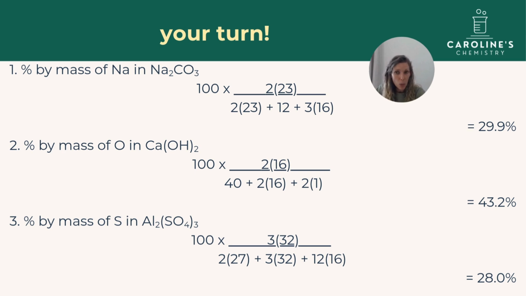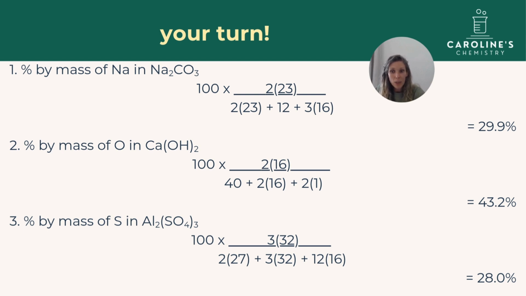For the second one, the mass of oxygen in calcium hydroxide, the 2 outside of the brackets multiplies the O and the H by 2. So we therefore have 2 oxygens, 2 lots of 16, divided by the Mr of the entire thing, so that's 40, the 1 calcium, the 2 oxygens, the 2 16s, and 2 hydrogens, 2 lots of 1. And then finally, the third one, the 3 outside the brackets multiplies the entire SO4 by 3.